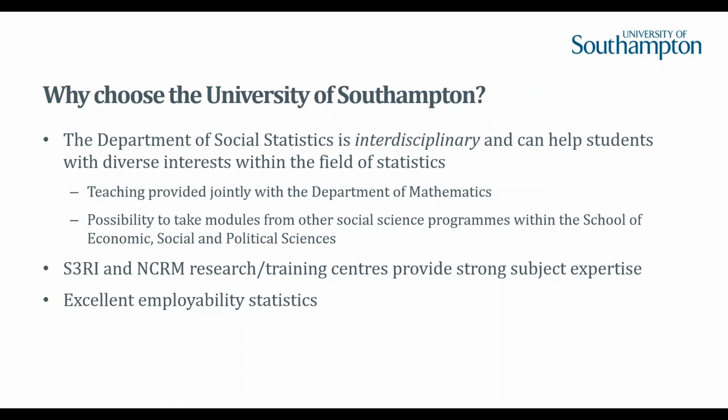We also have two research and training centers that are partially or fully in our department. The S3RI is the Southampton Statistical Sciences Institute, and NCRM is the ESRC Centre for Research Methods. Both provide training not only at the University of Southampton, but also more widely in the UK, and provide very strong subject expertise on these topics.